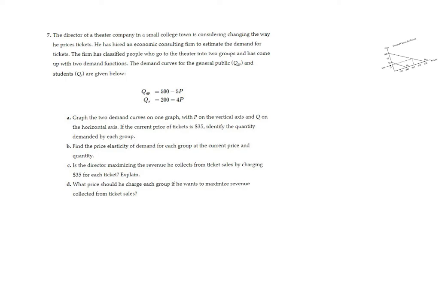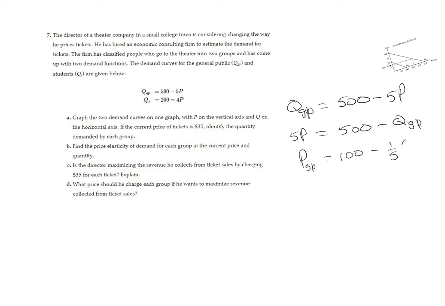So we'll start by just writing down the demand for general public. It's given by 500 minus 5p, and we need to get p by itself, so we can write 5p equals 500 minus Q general public, or p, and I can just specify general public. We'll start by the firm charging the same price, so it won't really matter. But this is given as 100 minus 1/5 Q general public. So this will be the demand function that we'll plot for general public.